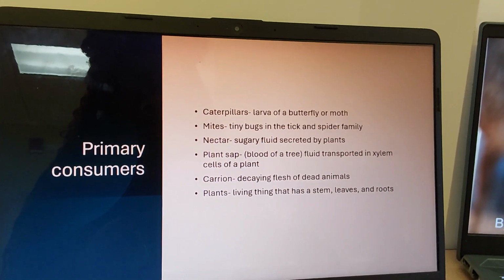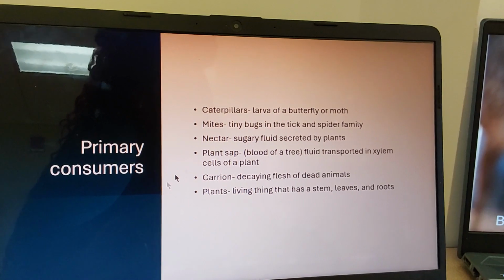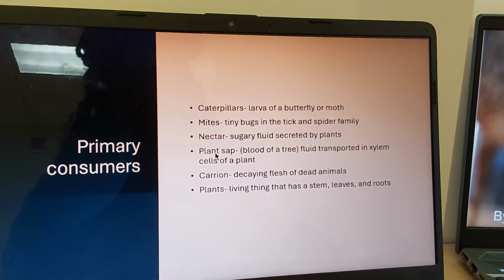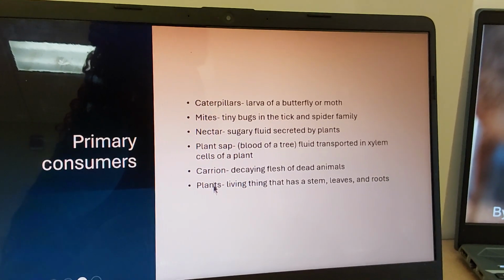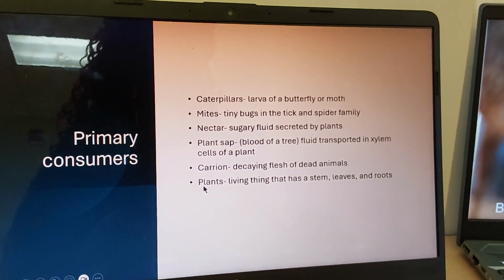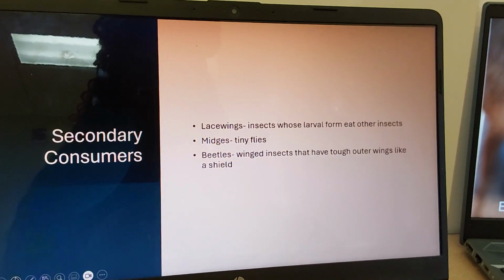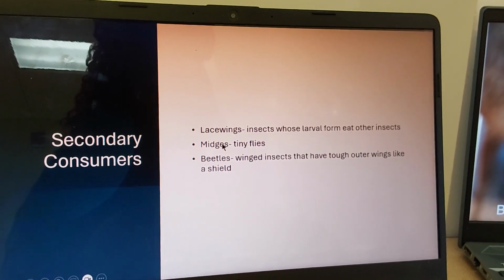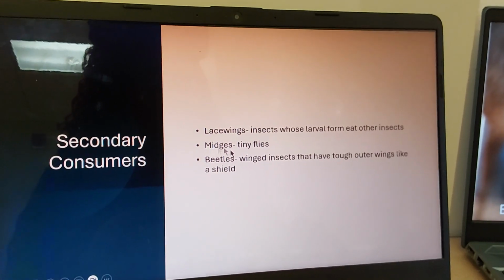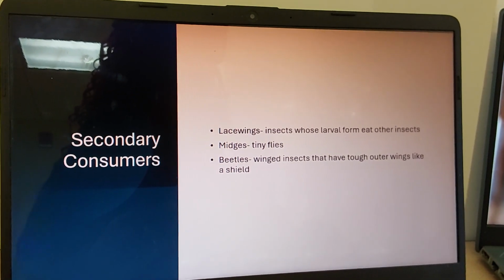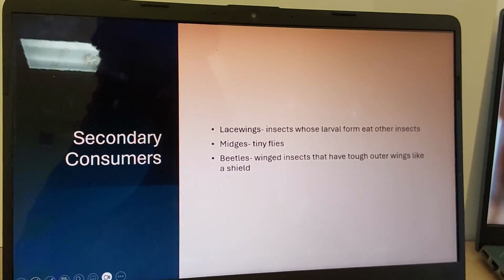consumers eat. And then the primary consumers are our caterpillars, our mites, our nectar, plant sap, carrion, and plants. And the primary consumers are the ones that eat the producers. Then you also have our secondary, which is the lacewings, the midges, and the beetles. And this eats the primary, but it also is eaten by the tertiary, which is our next one.